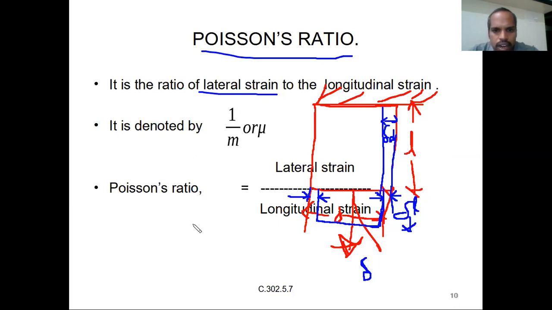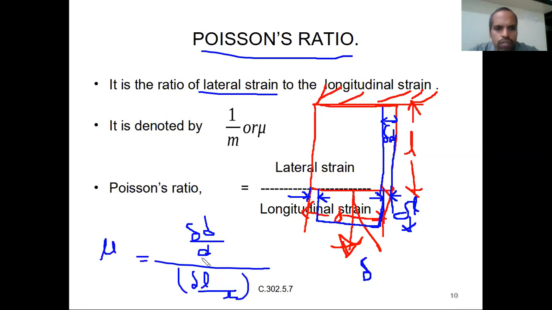What is the lateral strain? Delta D by D. And what is the longitudinal strain? Delta L by L. So this is nothing but Poisson's ratio for this given figure: mu is equal to lateral strain by longitudinal strain, that is delta D by D divided by delta L by L. Generally, Poisson's ratio is denoted with the letter 1 by m or mu.